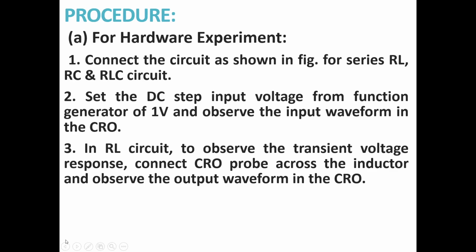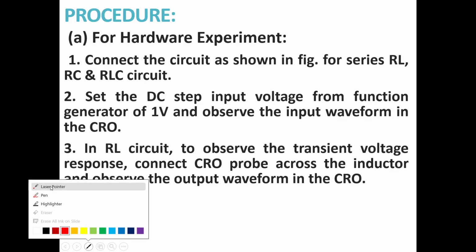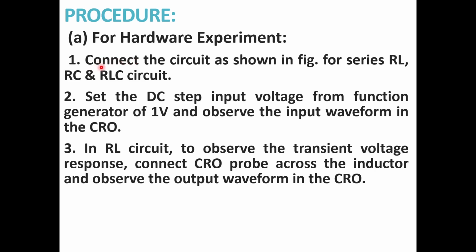Next procedure, let us see the procedure for this experiment. For hardware experiment, connect the circuit as shown in the figure. For series RL, RC and RLC circuit, set the DC step input voltage from the function generator or signal generator of 1 volt and observe the input waveform in the CRO. In RL circuit, to observe the transient voltage response, connect CRO probe across the inductor and observe the output voltage waveform in the CRO.